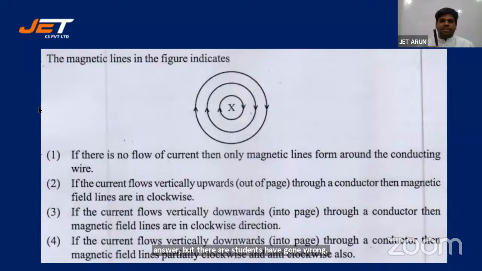Okay, so this is the current carrying wire. Let's say current is downward or into the page. Since you see the page like this, I'll show into the page like this. The current thumb direction is like this. My direction of field line should be clockwise when seen from this side.